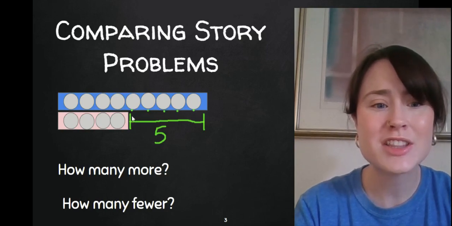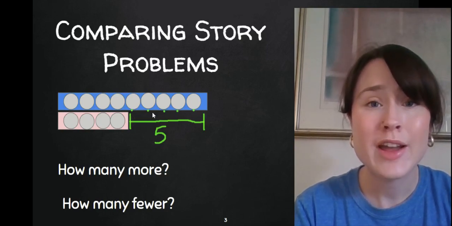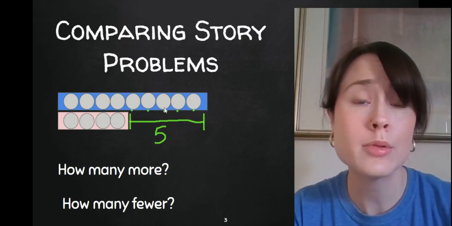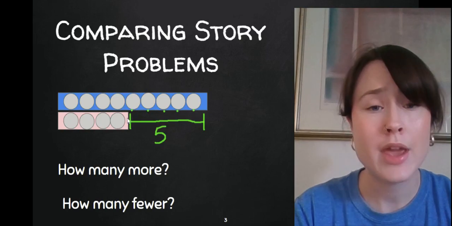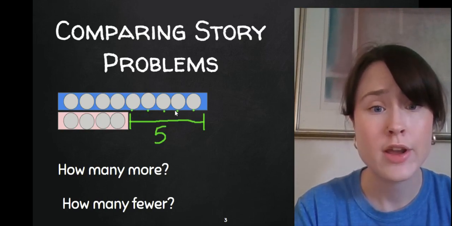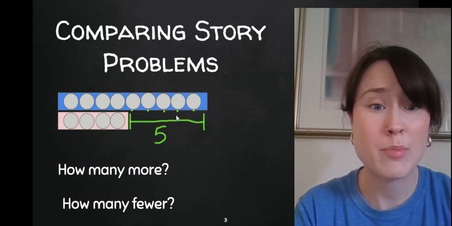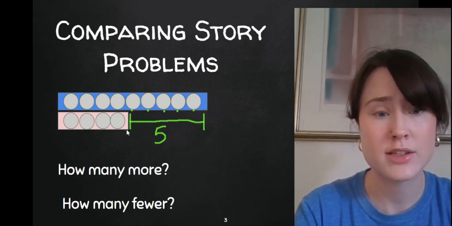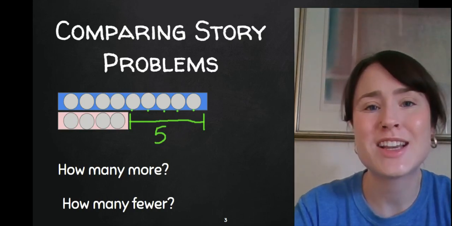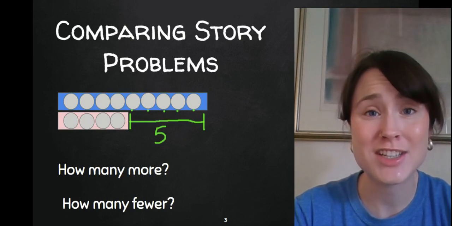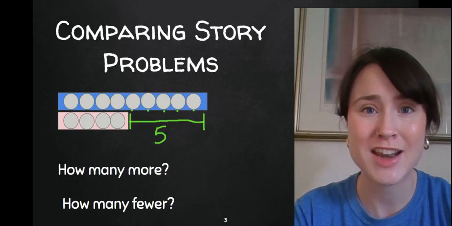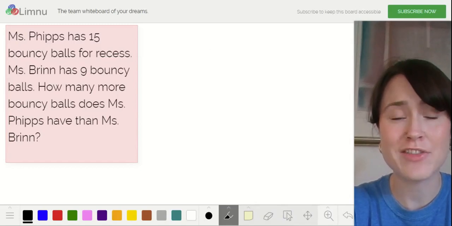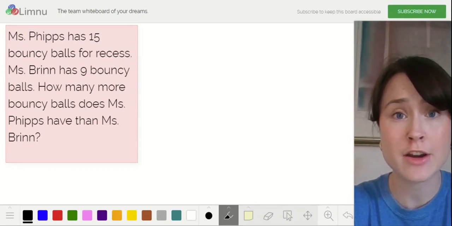That's right. We still look at this part that's extra here, but our answer will be a little flipped. Instead of talking about how many more the blue bar has, we can say that the pink bar has 5 fewer. Because if I start here, I have to count backwards 5 times to get to the number that the pink bar has. So I'm really excited to see you use strategies like this as we tackle our story problems today. Let's get started.